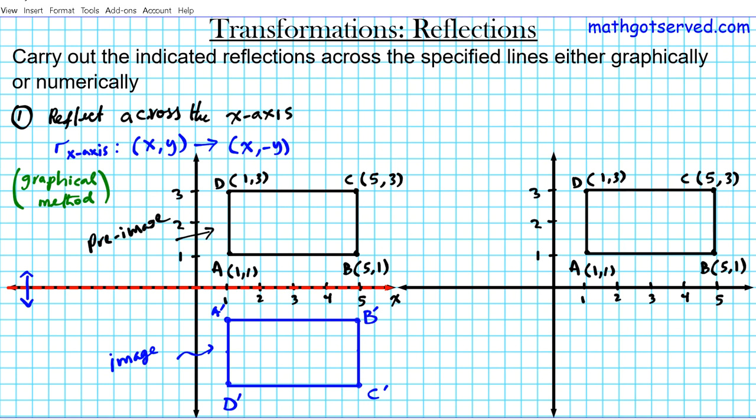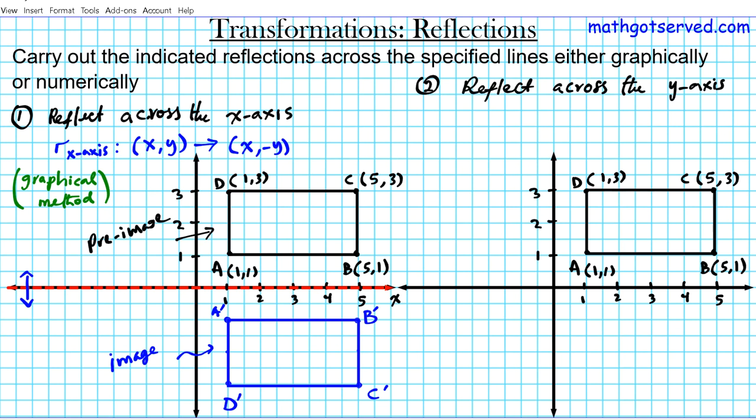All right, let's take a look at number 2. For number 2, we already have the rectangle drawn. We're going to be reflecting across the y-axis. Let's do that. What does that look like? Number 2, reflect across the y-axis.